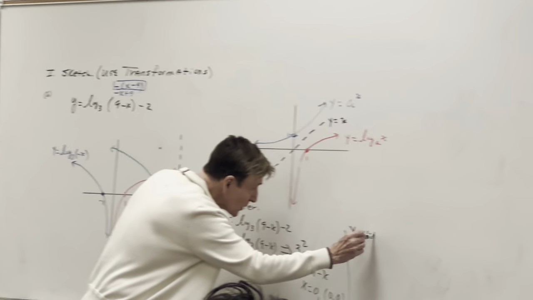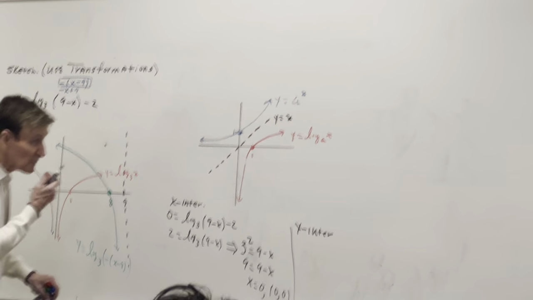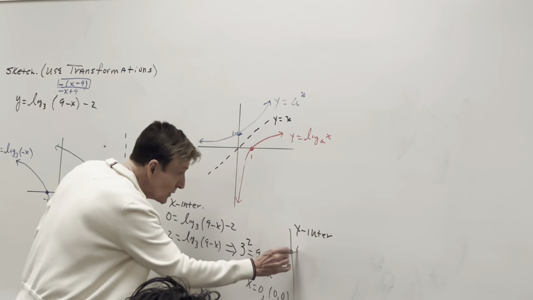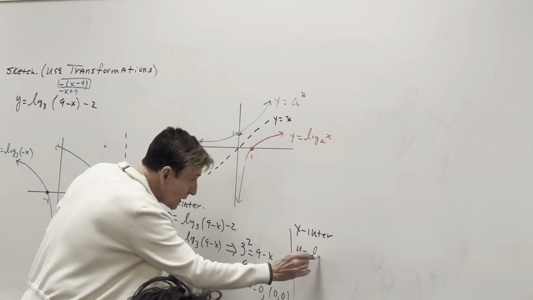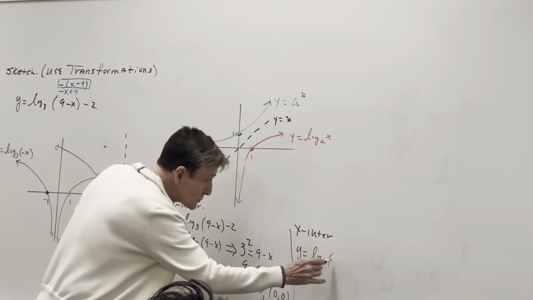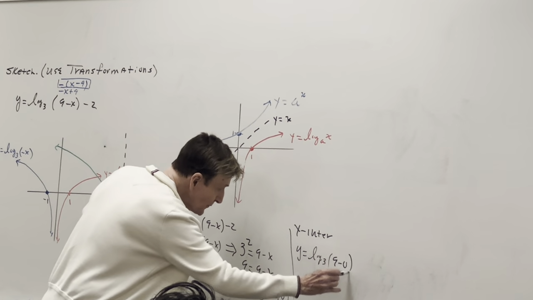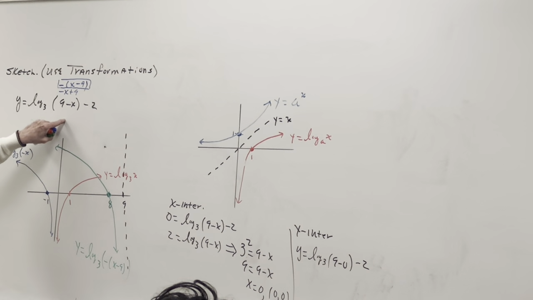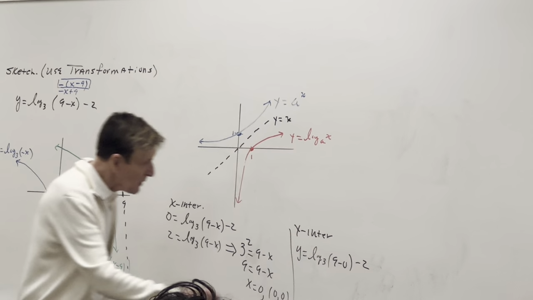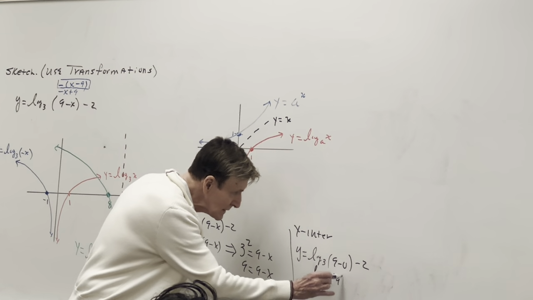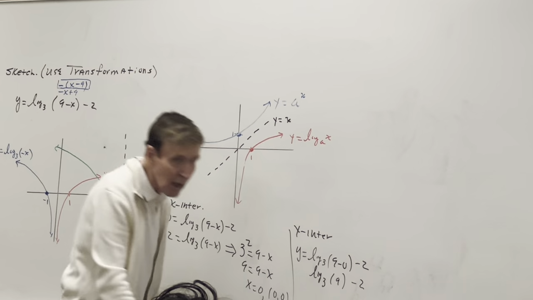Let's make sure, though. Find the y-intercept, and make sure we're working with the right function here. y is equal to log base 3, and inside there would be 9 minus 0, minus 2. If I go back to here and replace x by 0, this much right here merely says log base 3 of 9, minus 2. What's the log of 9 base 3?